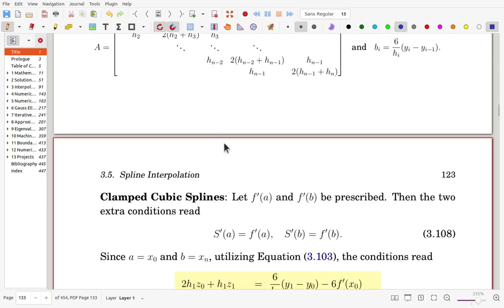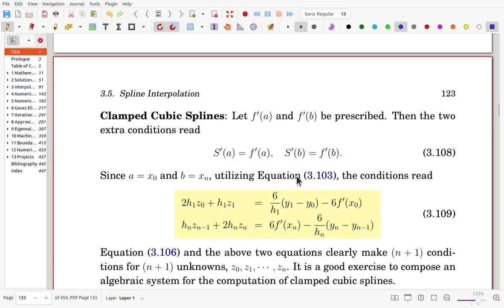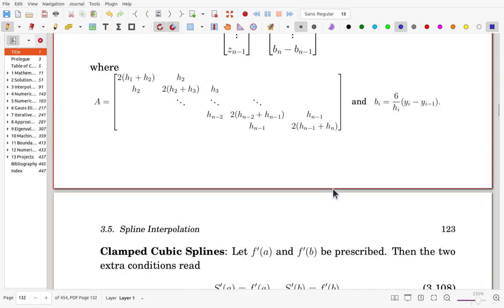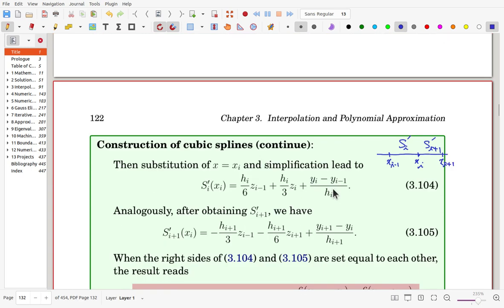Now, how about for clamped cubic splines? We assume that f prime at A and f prime at B are known. Then the extra conditions can be formulated in this way. For the spline, S prime at A and S prime at B are enforced by using the known values. Now, this value can be used from the equation here, 103. Okay, let's go to 103.